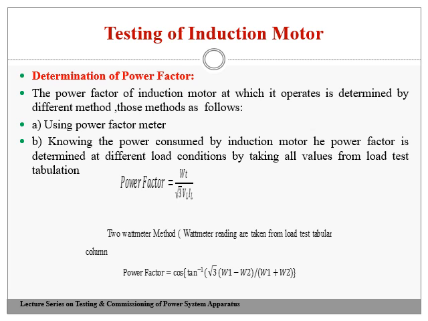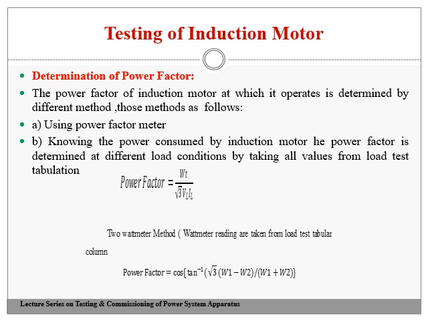Second method, knowing the power consumed by the induction motor, the power factor is determined. From the previous data, the power consumed by an induction motor at different load conditions is known. Accordingly, the power factor is determined by WT divided by root 3 VL IL. Root 3 VL IL. That is the second method.